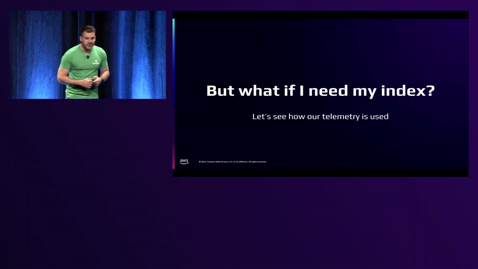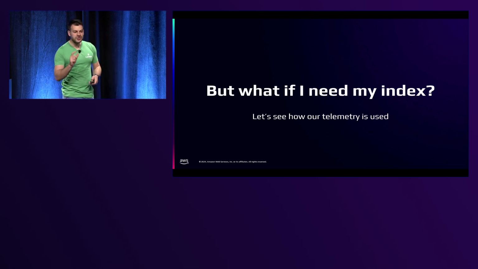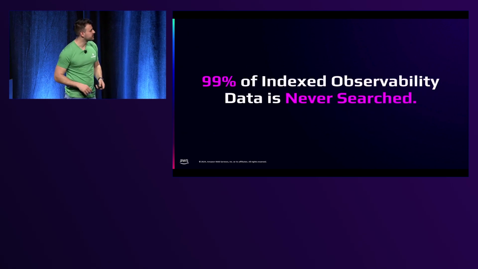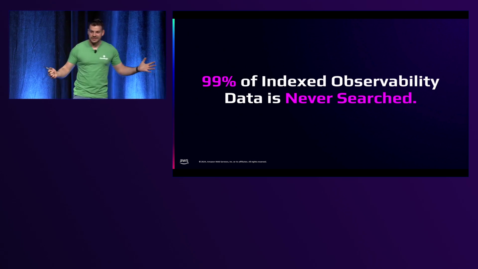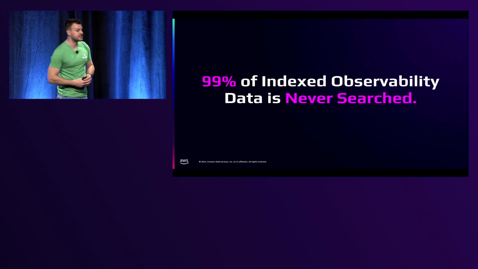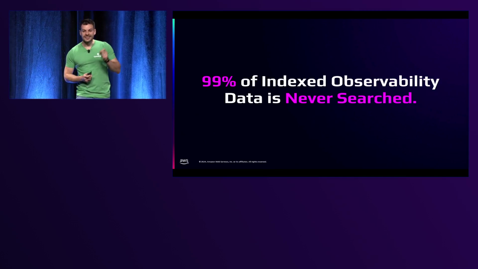So the first objection that I always get when I talk about this topic is, well, I need the index. How am I supposed to access things if I don't have the index? I just want to test that. I just want to get into that very, very briefly. Firstly, we ran a massive meta study. We actually reran a smaller version of that study. 99% of the index observability data is never searched.